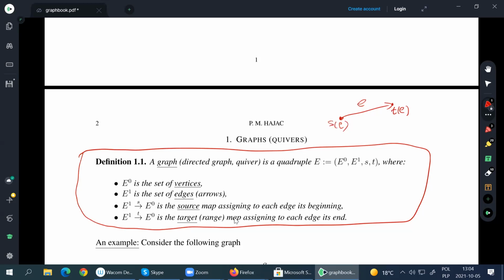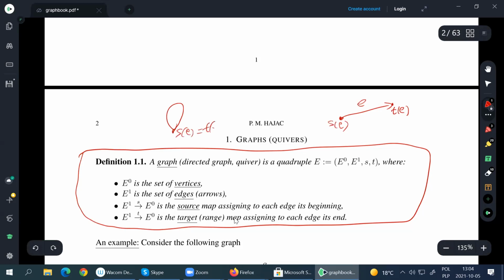But what you have to realize is that if your graph is non-empty, then E0 must be non-empty. I mean, you cannot have edges without having vertices, because every edge must have a beginning and an end. Of course, they might be the same. I mean, you might have a loop. You can have s(e) equal to t(e).